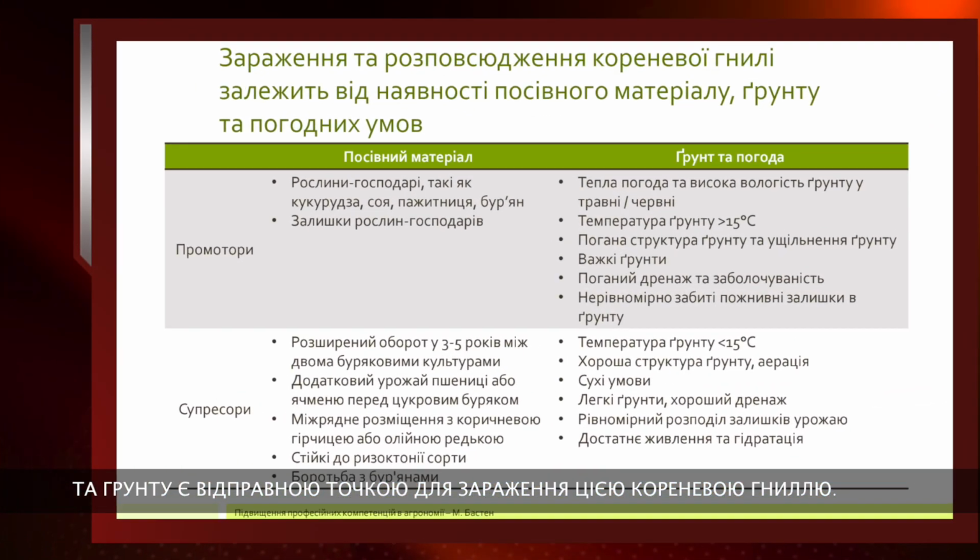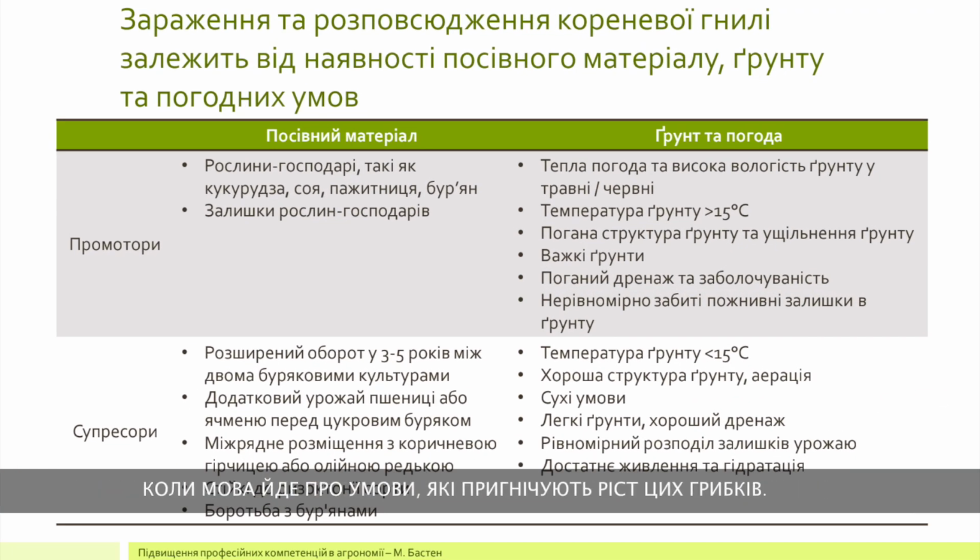And quite often when we have a good harvest of the previous crops, there are mountains of residues to be incorporated. If they are not evenly incorporated, these pockets of straw in the soil are also a starting point for the infestation with root rot.